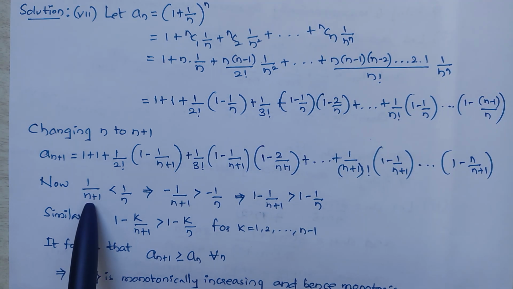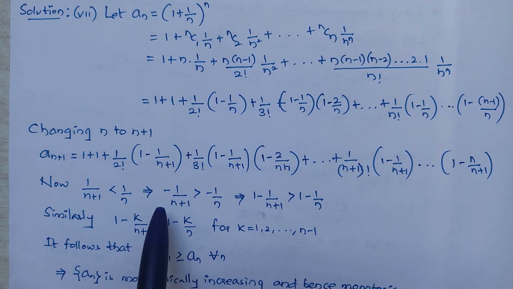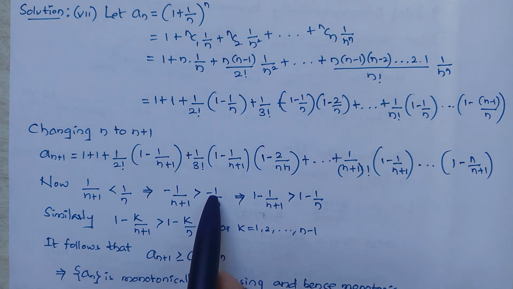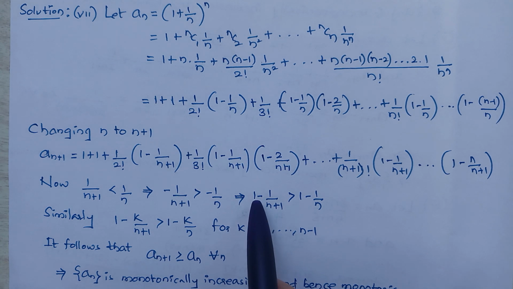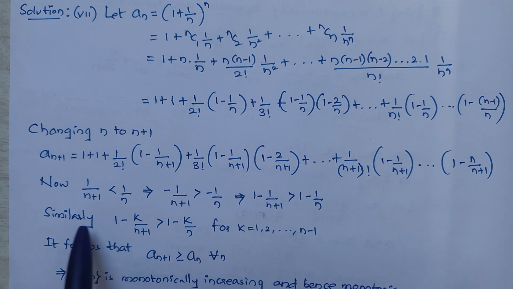For example, put n equal to 1, so 1 divided by 2 is less than 1. This implies that, multiplying by minus, the inequality changes: minus 1 divided by n plus 1 is greater than minus 1 divided by n. Adding 1 to both sides, 1 minus 1 divided by n plus 1 is greater than 1 minus 1 divided by n. Generally, 1 minus k divided by n plus 1 is greater than 1 minus k divided by n. If you put k equal to 1, you get the first term: 1 minus 1 divided by n plus 1 is greater than 1 minus 1 by n.